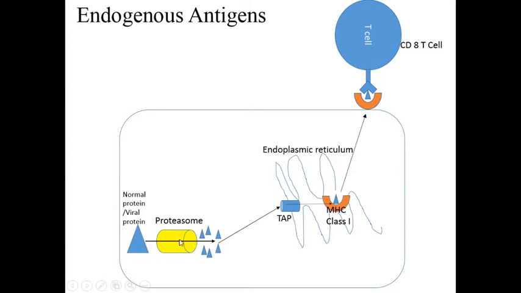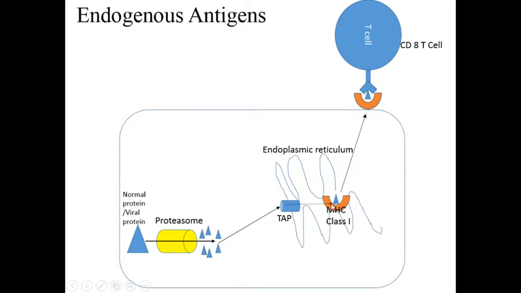The viral protein will be degraded by the proteasome, and it will be transported to the endoplasmic reticulum by the TAP protein. TAP is a transporter, actually called the transporter associated with antigen presentation. TAP will help transport these degraded amino acids to the endoplasmic reticulum, and once it reaches there, this protein can bind to the variable region of the MHC.